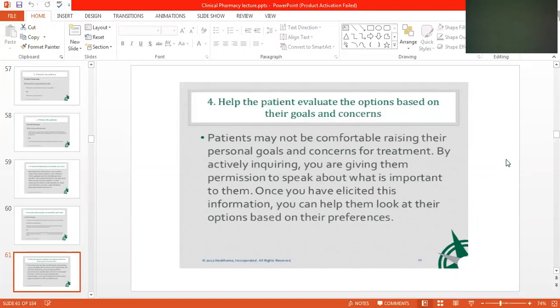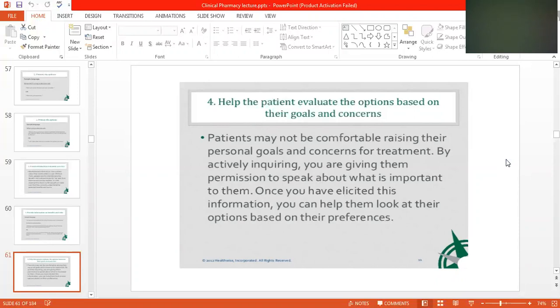We start our class on the topic of decision making about the patient. The fourth point is to help the patient evaluate the options based on their goals and concerns.